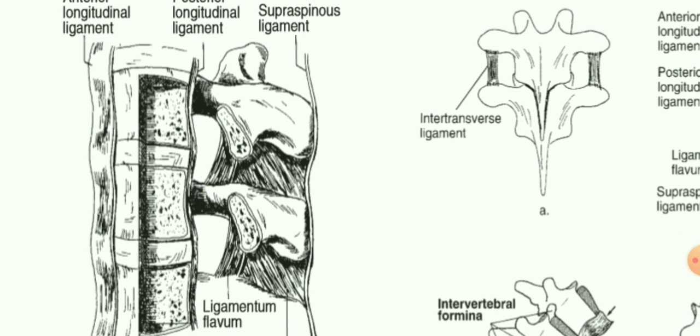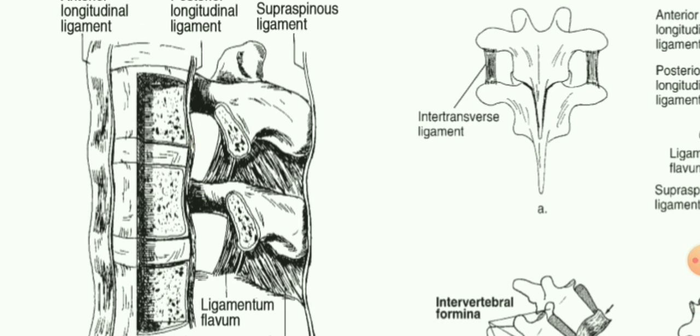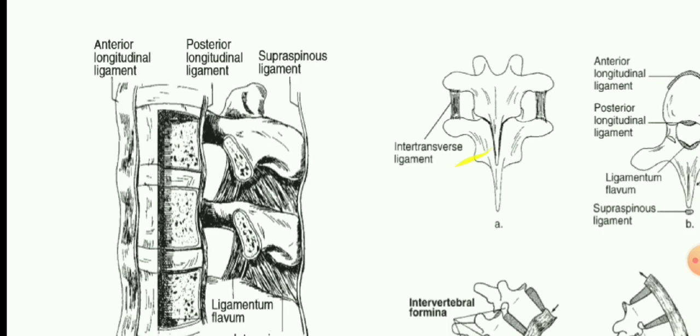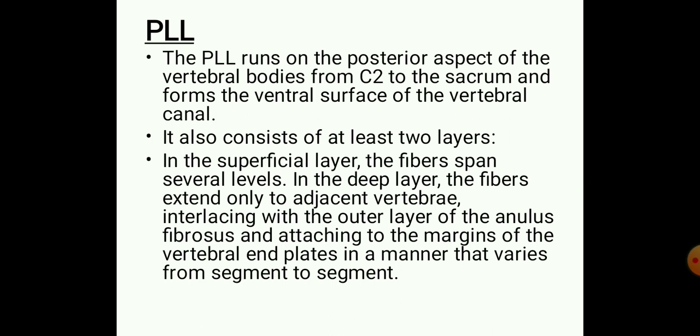So this is the posterior longitudinal ligament. It also has two layers, the superficial and deep layers. The superficial layer runs along the vertebral bodies, mainly to connect them, and the deep layer mainly supports the annulus fibrosus and keeps the disc in position. So this also gives a structural form to the neural canal.